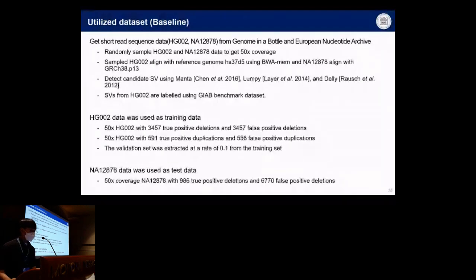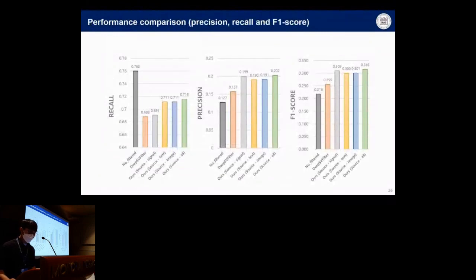And then we called structural variations using Lumpy, Manta, and Delly. We trained the model using HG002 and evaluated using NA12878. The three figures show precision, recall, and F1 score.